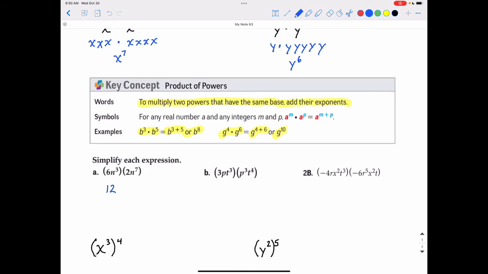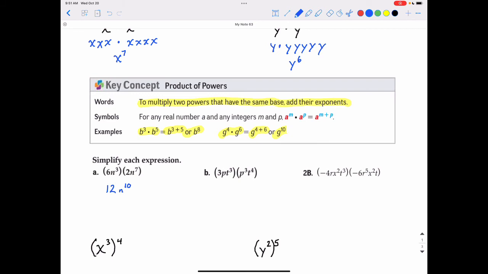But n to the 3rd and n to the 7th, those are variables with exponents. So we are going to add those exponents, so that would be n to the 10th. So 12n to the 10th would be your answer on that.